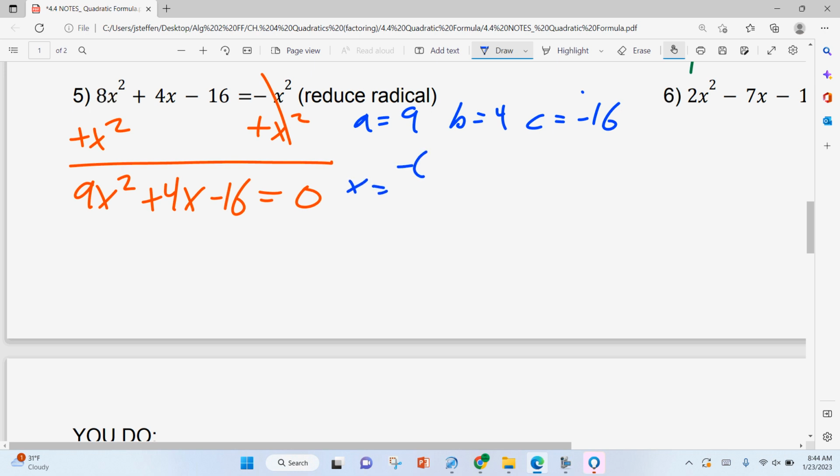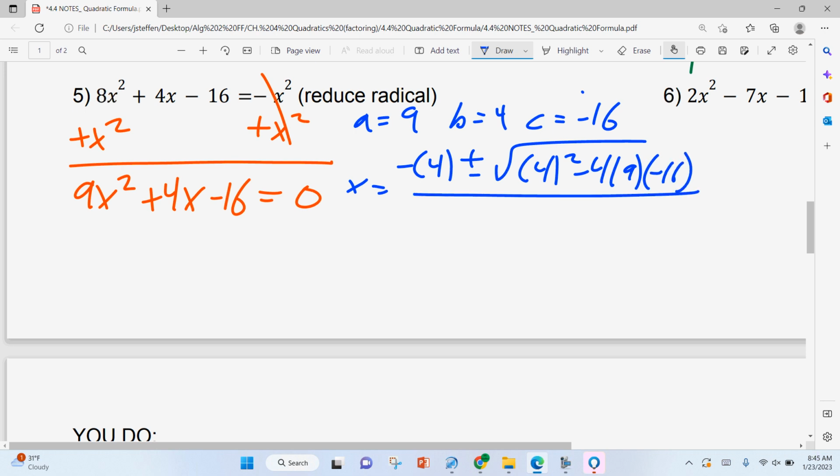I have -4 squared minus 4 times -16 over 2 times A, which is 9. 4, so plus or minus 2, 18. Inside the square root, you have 4 squared minus 4 times 9 times -16.